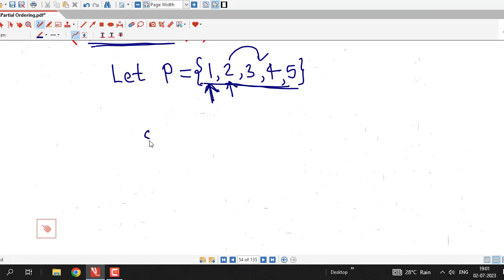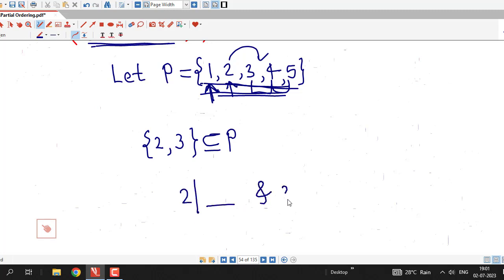Now we fix our first element as 2 and we vary the second element as 3, 4 and 5. So first we check for this subset 2 and 3. Now I have to decide whether there exists any element in the given set P such that 2 divides that element as well as 3 divides that element. And you can see that there is no element here which is divisible by 2 as well as 3.